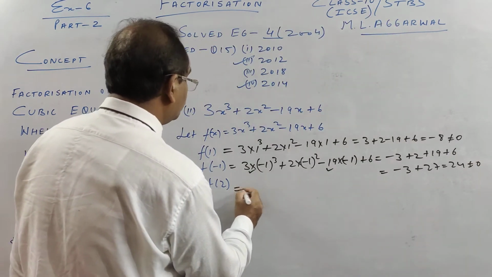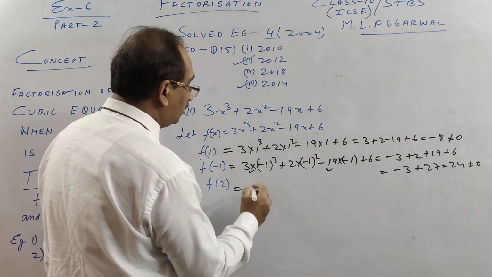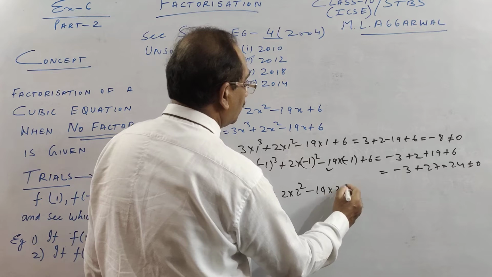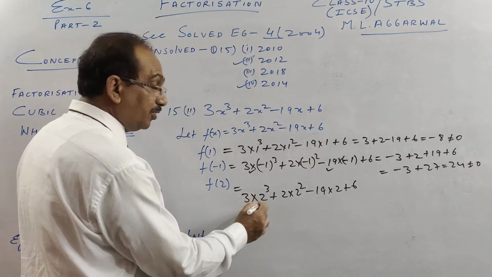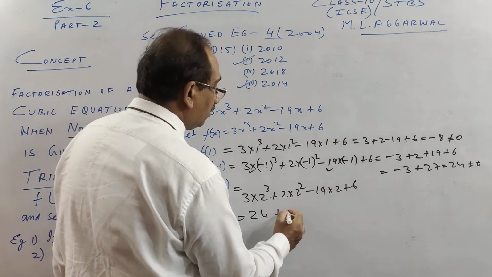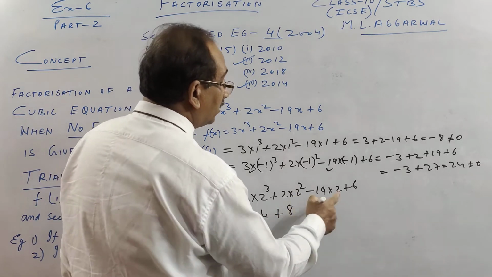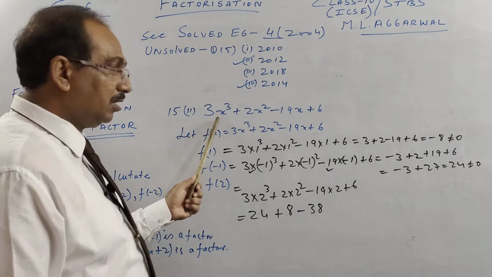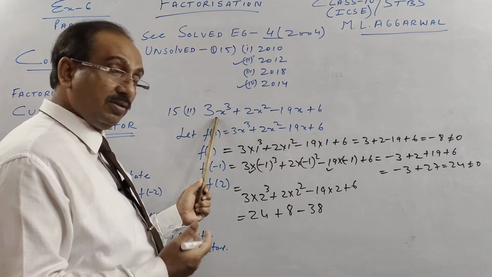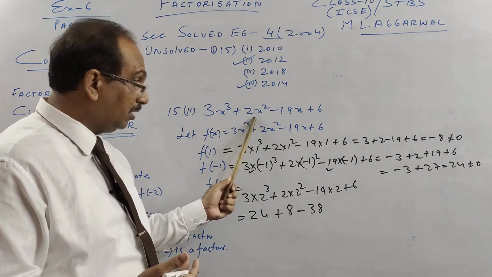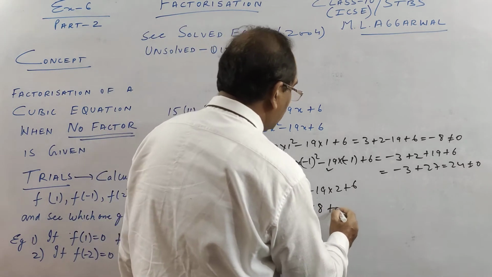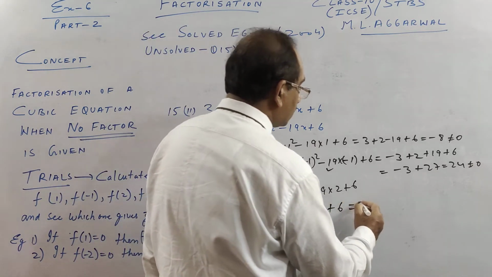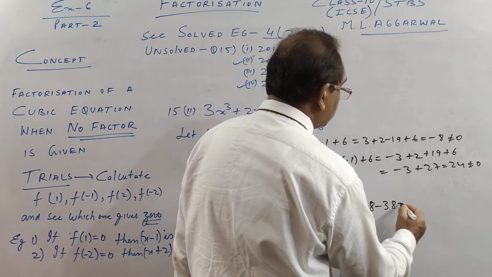Now let us see with F2. F2, if I put 3 into 2 cube plus 2 into 2 square minus 19 into 2 plus 6. So for the cube, what happens, children? The first term is multiplied by 8. Second term is multiplied by 4. Third term is multiplied by 2 only. Understood? First term, 2 cube is 8. So whenever you substitute 2, first term is multiplied by 8, second by 4, third by 2 only, and fourth is a constant term. So what do we get, children? 24 plus 8, 32 plus 6, 38 minus 38 is 0.